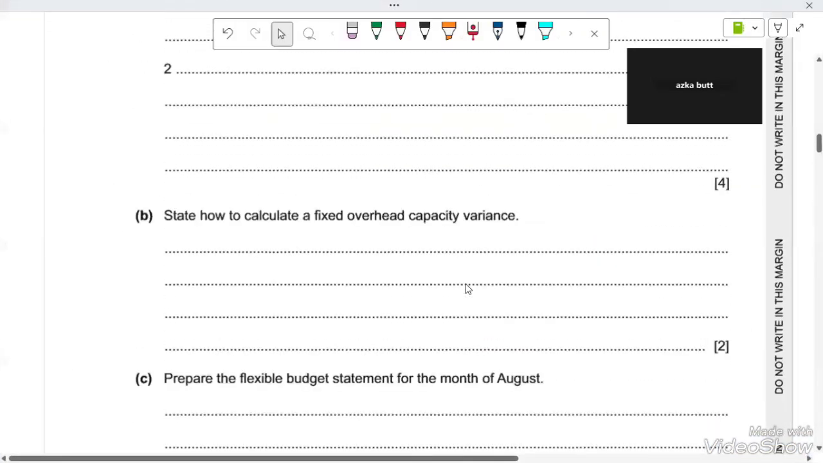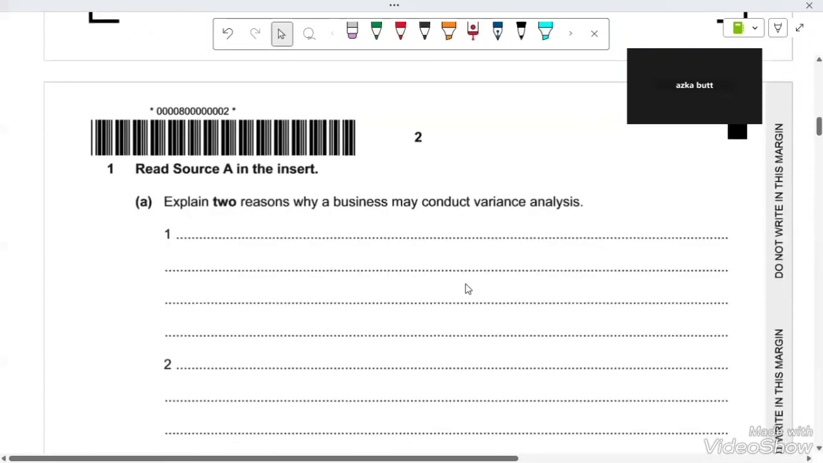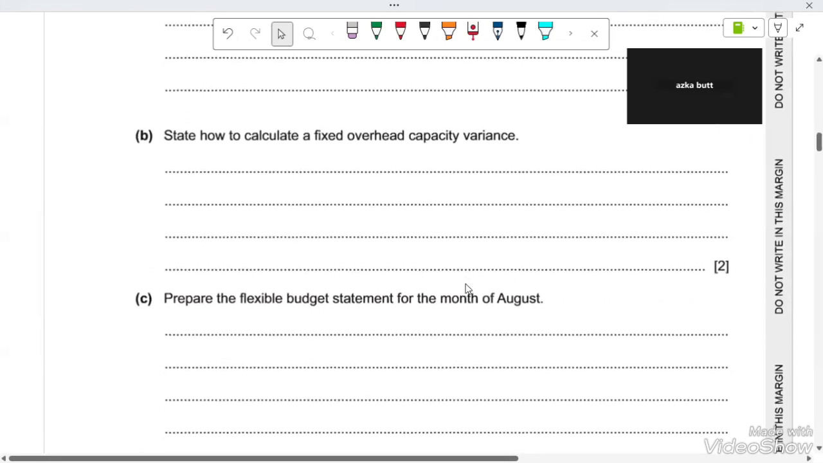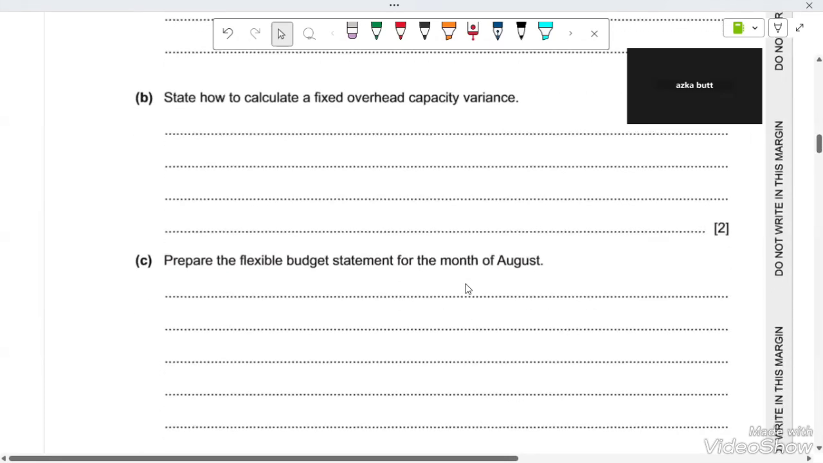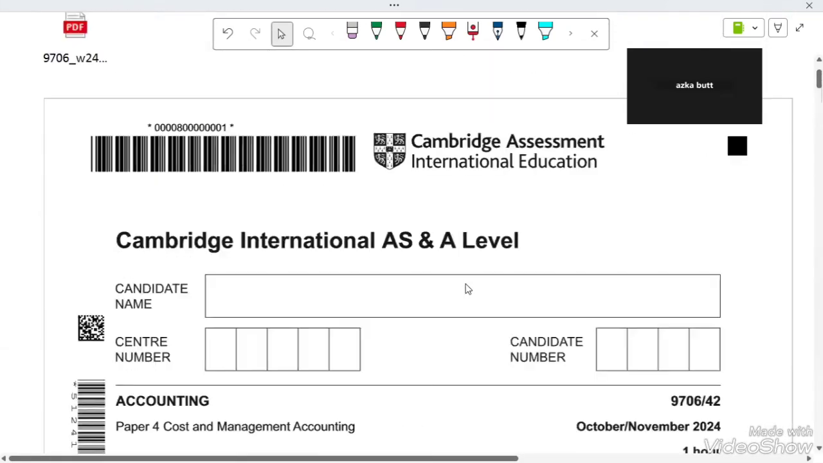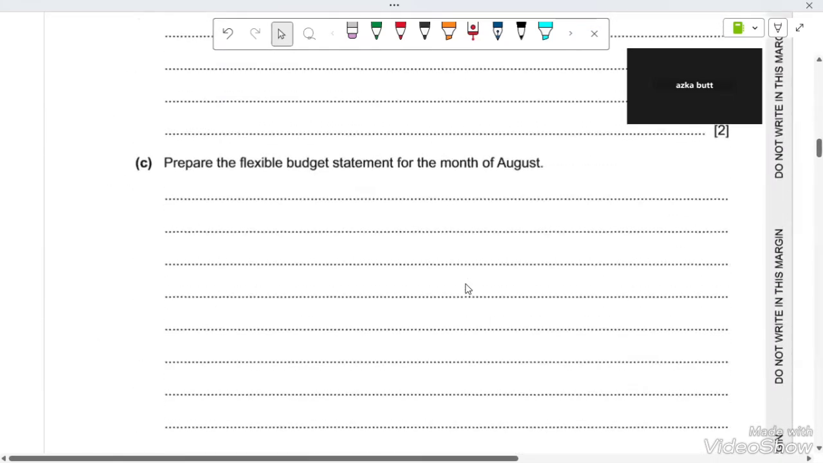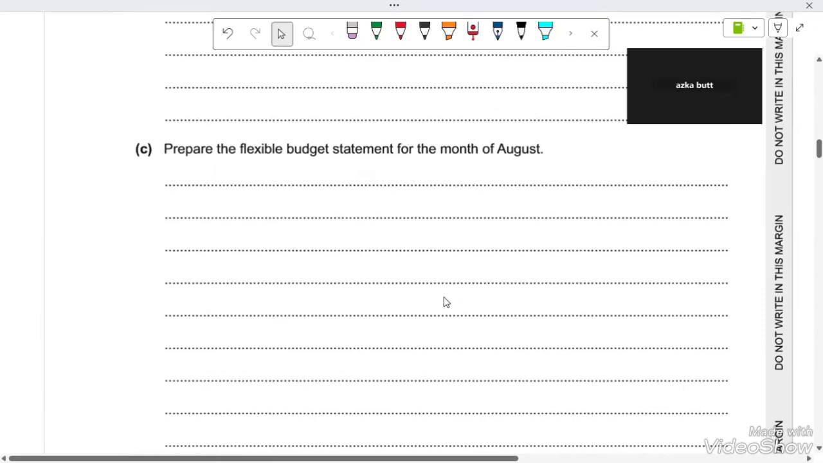Okay. So we have the first question in which we just need to explain two reasons that why business may conduct variance analysis. So basically, 2A and B part is the theoretical parts. So that's why we will do it at the end of this video. First of all, I'm going to solve the C part. Okay. So basically, we are given our variance analysis for T limited, and we need to prepare a flexible budget statement for August. Okay, so a flexible budget adjusts the budgeted figures based on the actual sales and the production levels.